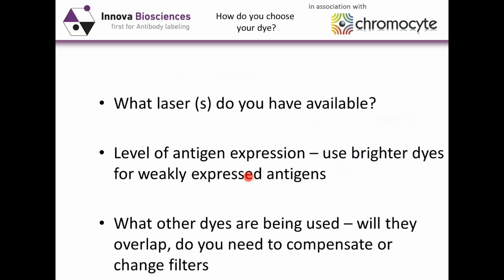Out of that list, how are you going to choose your dye? Now, Graham talked a little bit about this when he was talking about the structure of dyes and fluorescence earlier on. Obviously, one of the things you need to know is what laser or lasers do you have available. You need to choose a dye that will be excited by the lasers that are free for you to use. It's also useful to have an idea of the level of antigen expression. If possible, you want to use brighter dyes for weakly expressed antigens. Typically, a brighter dye would be phycoerythrin or allophycocyanin.